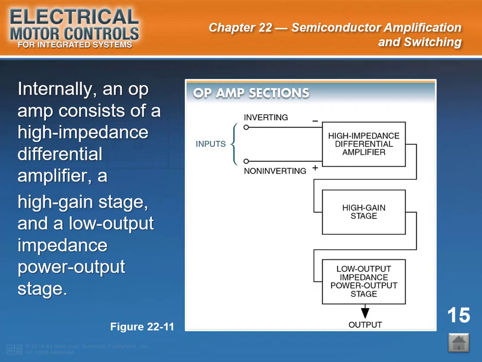Slide caption. Internally, an op-amp consists of a high-impedance differential amplifier, a high-gain stage, and a low-output impedance power output stage. See Figure 22-11. The differential amplifier provides for a wide bandwidth of frequencies it can handle and a high impedance at each input pin.